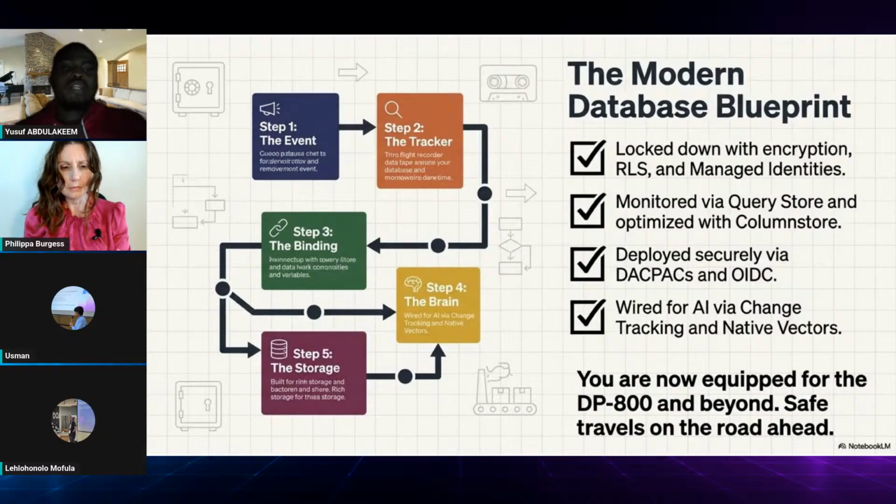So now the modern database blueprint is that it's locked down with encryption, monitored via Query Store and optimized with columnstore. Then it is deployed securely via DACPACs and OIDC, and it is wired for AI via change tracking and native vectors. By this, you are now equipped for the DP-800 and beyond. I wish you safe travels on the road ahead.